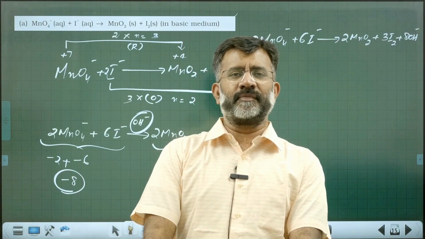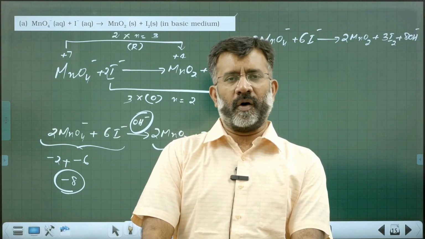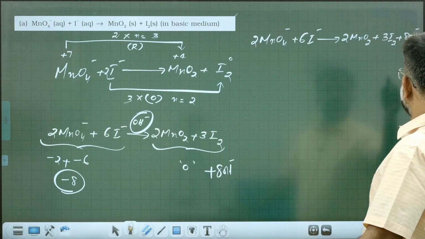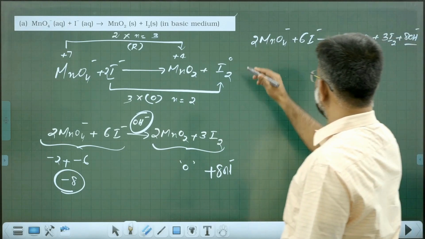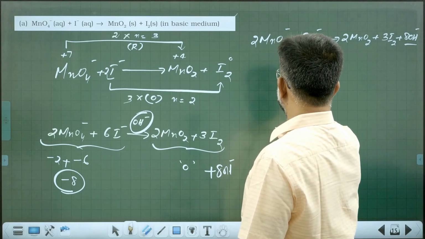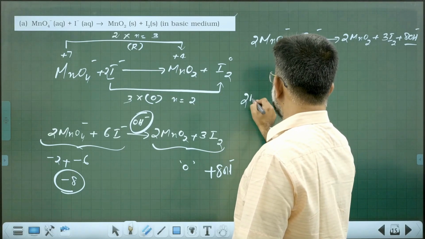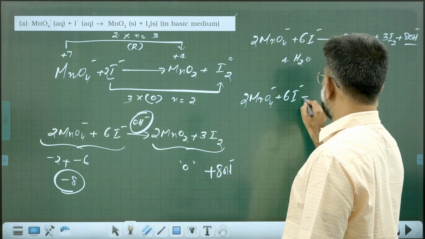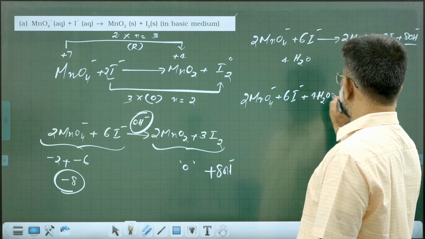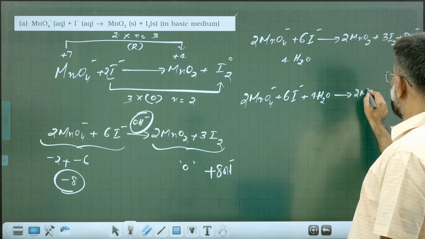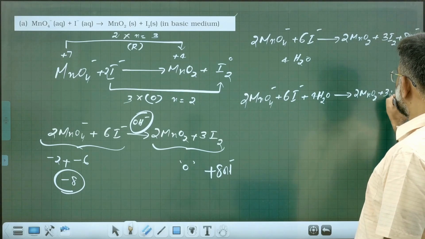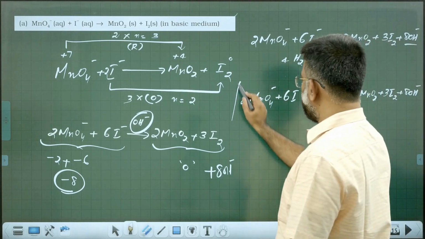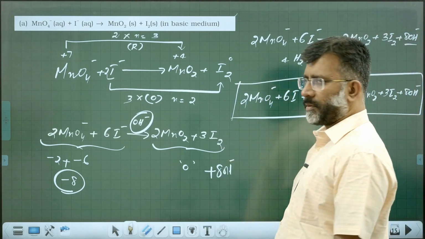And the final step will be balancing hydrogen or oxygen. So how to balance hydrogen or oxygen? Here you have 8 hydrogen on right hand side. So you can give 4 H2O on left hand side. So it will be 2 MnO4 minus plus 6I minus plus 4 H2O giving 2 MnO2 plus 3 I2 plus 8 OH minus. You can verify it will be a balanced formula.